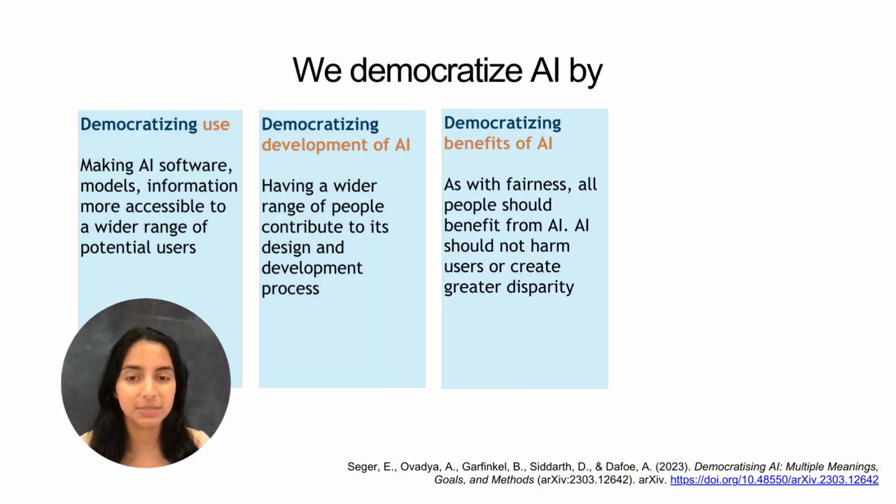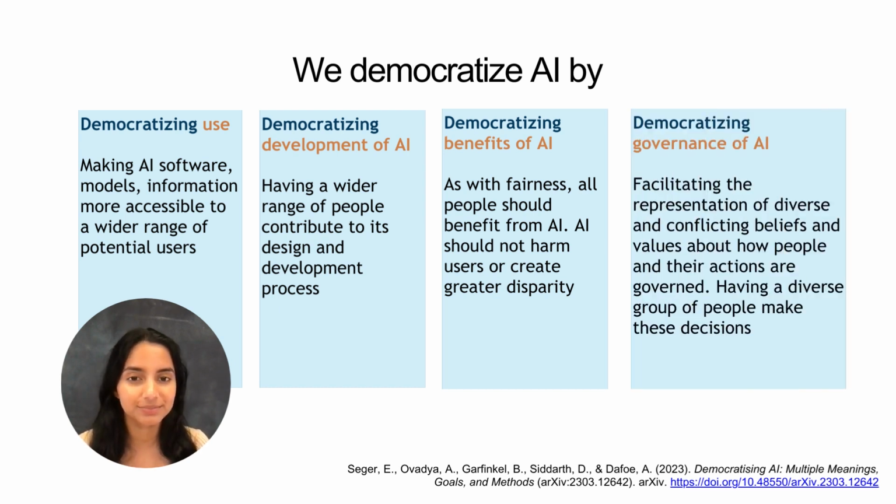Effort can be paid to democratizing the benefits of AI. The future benefits are known and deployed in a way that does not harm users or create greater disparity. And finally, governance of resources can be democratized as well. Who controls the software and tools? This group needs representation that includes diverse and conflicting beliefs and values.